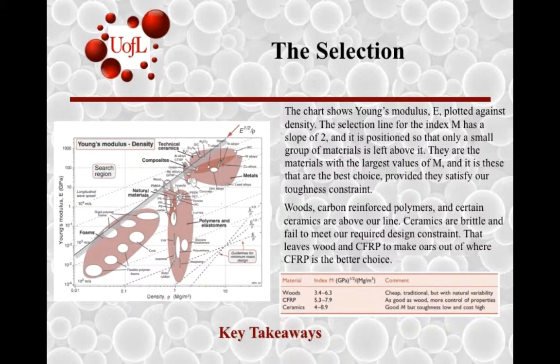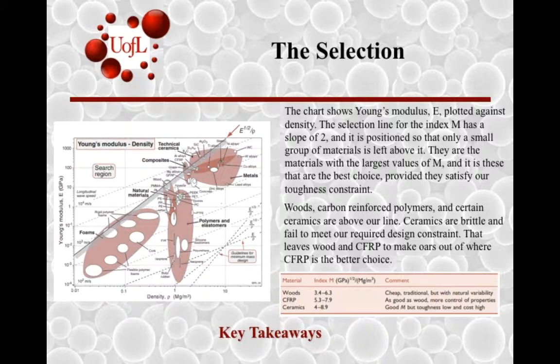So our selection. This is the Young's modulus plotted against the density, with the material index. The slope of the line is 2, and it's positioned in a way so that the materials above it are the best selections. So our materials above the line are woods, carbon fiber reinforced polymers, and certain ceramics. So those are our 3 best selections.